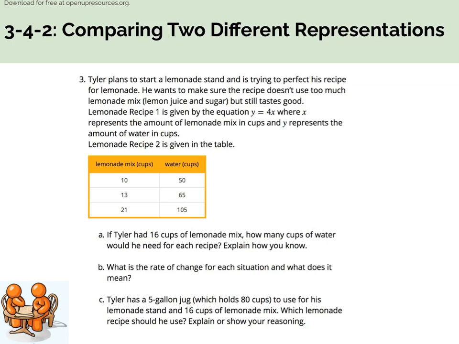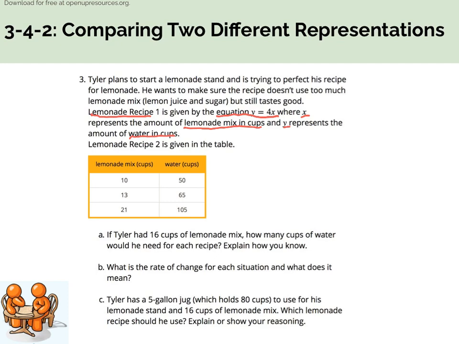All right, let's go ahead and turn to page 39. And we're going to look at problem number 3. Tyler plans to start a lemonade stand and is trying to perfect his recipe for lemonade. He wants to make sure his recipes don't use too much lemonade mix, which is lemon juice and sugar, but still tastes good. Recipe number 1, so I'm going to underline that, is given by the equation y equals 4x, where x represents the number of lemonade mix in cups, and then y represents the water in cups.